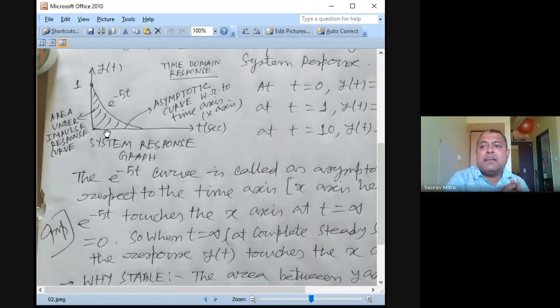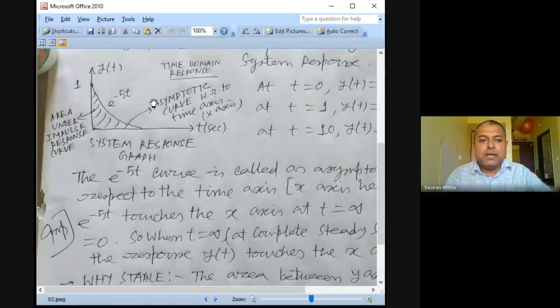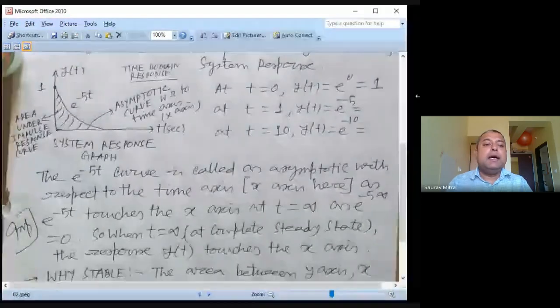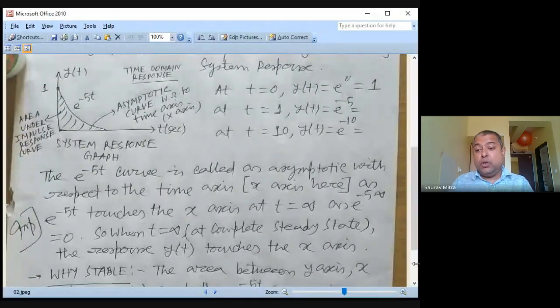So the system is having an output equation. You just plot that equation. So here the output equation, y(t) is equal to e raised to minus 5t. So from impulse response, actually we try to find out what is the response of a system in time domain. And if we find that the response of a system is producing a closed area with respect to the x-axis, y-axis and the system curve.